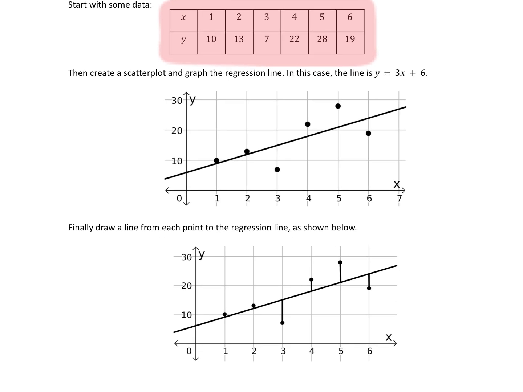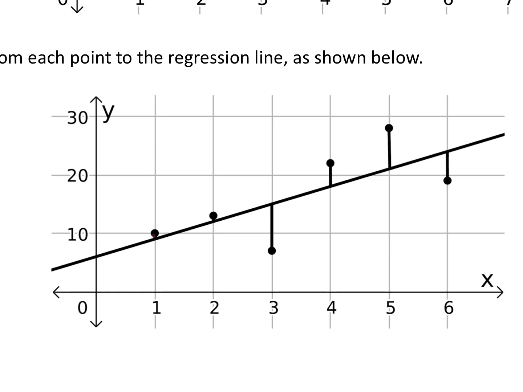Finally, to find the residuals, you draw a line from each point to the regression line as shown below. And I'm going to highlight those. Some of them are a little bit harder to see, so let's zoom in. This is the distance right here between the actual data point and the regression line. Here's another distance between, or difference between, the actual data point and the regression line, the line of best fit. These are all the residuals right here, these distances.